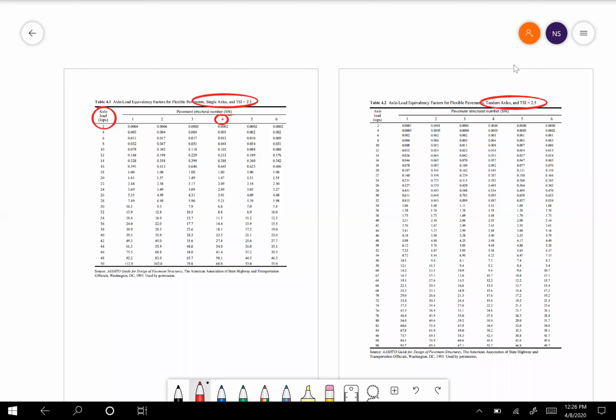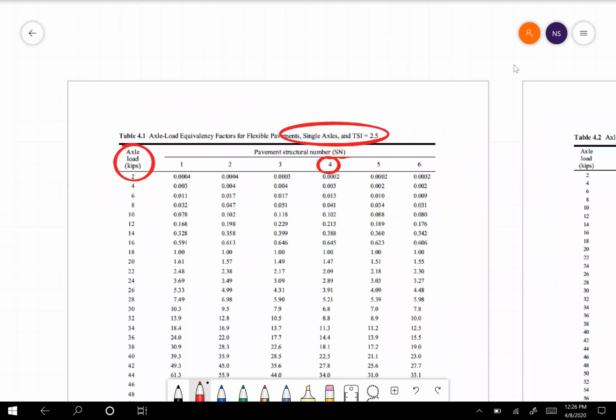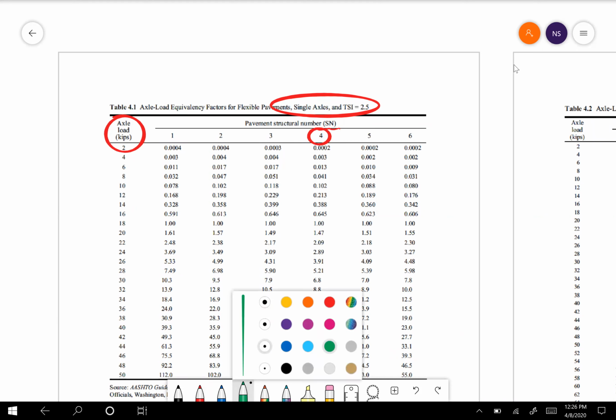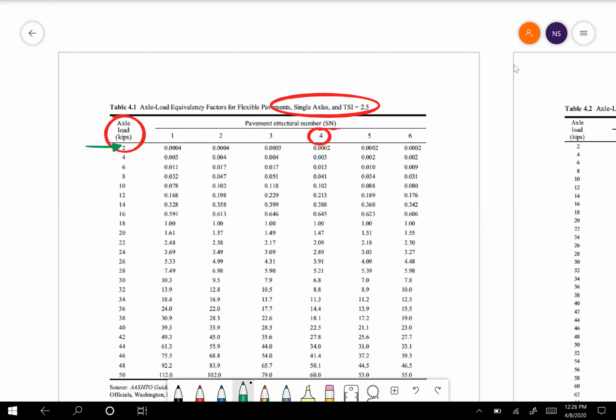For this problem, for the cars, pickups and light vans, we have single axle. These are the vehicles with single axles, and each axle has 2,000 pounds, or two kips. So what you need to find is the equivalency factor for an axle load of two kips. And since the initial assumption for the SN was four, our equivalency factor for this vehicle is going to be 0.0002.